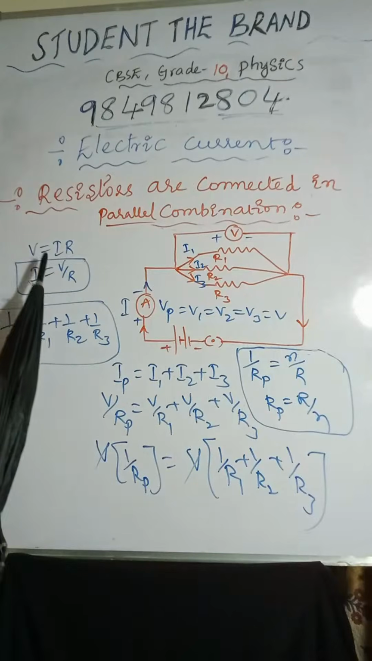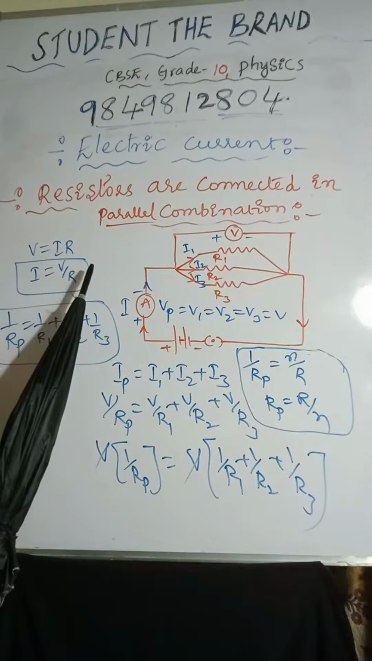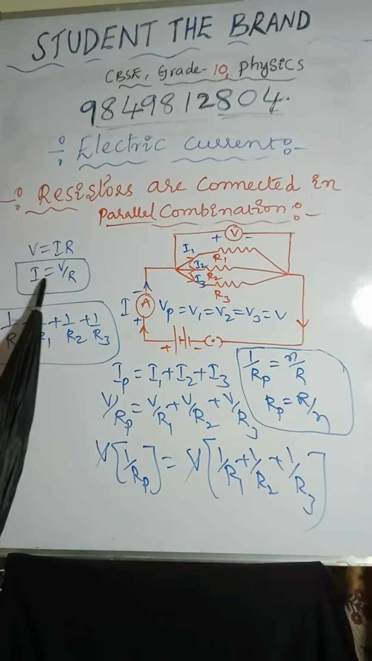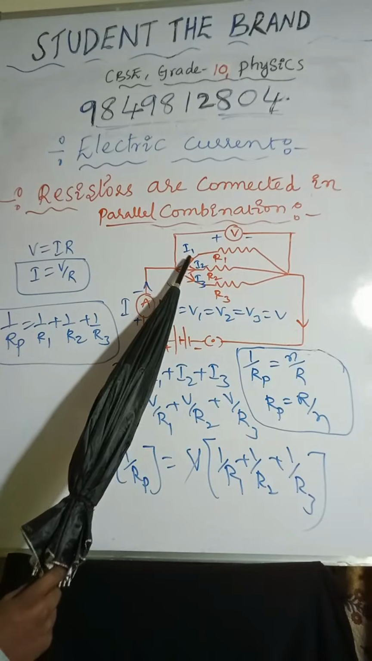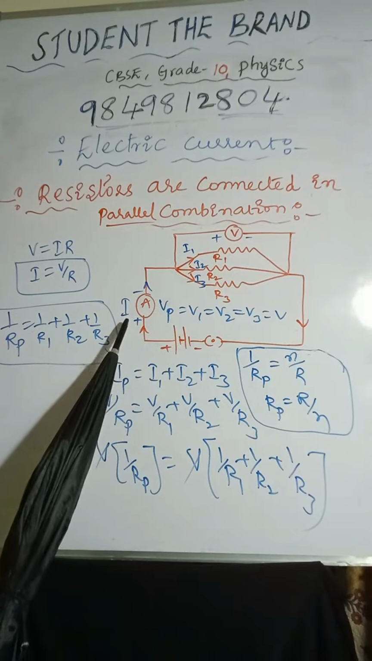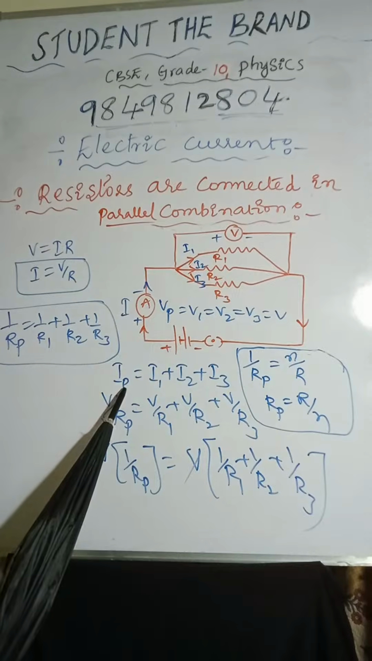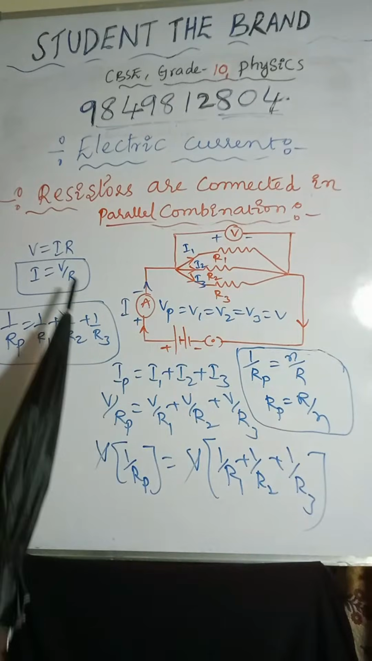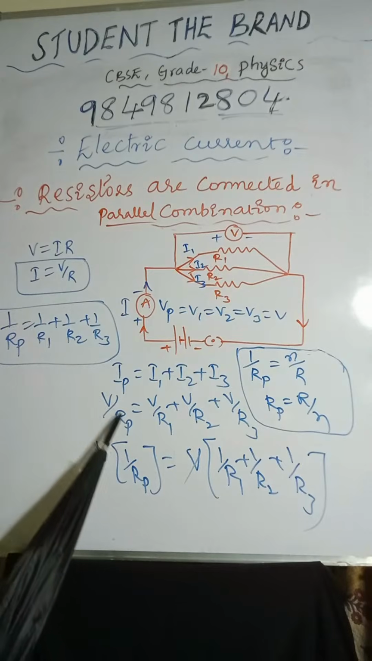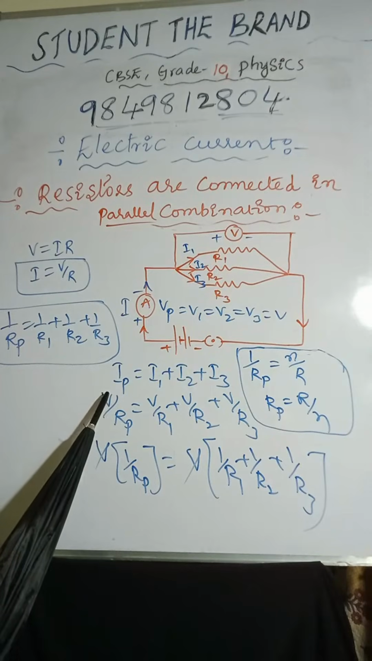So here from Ohm's law, V equal to IR, I equal to V by R. So current is dividing I1, I2, I3. So overall current passing in the circuit is Ip equal to I1 plus I2 plus I3. So here Ip equal to V by Rp, because potential difference is same. That's why I'm writing V only.